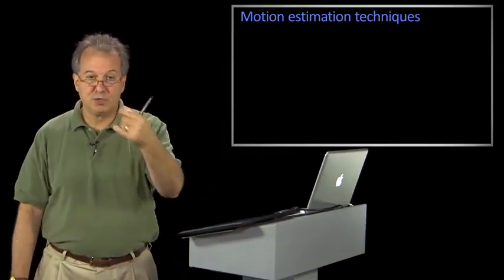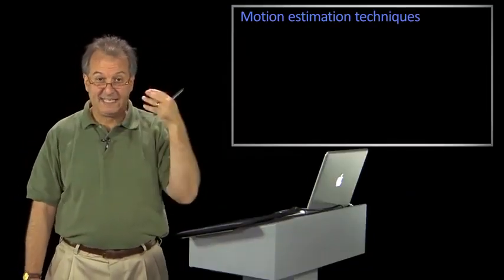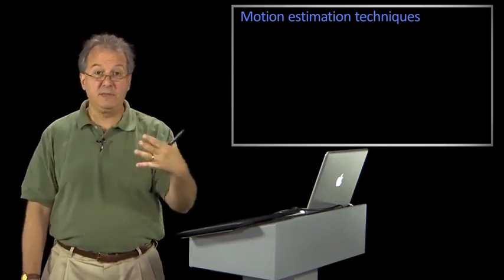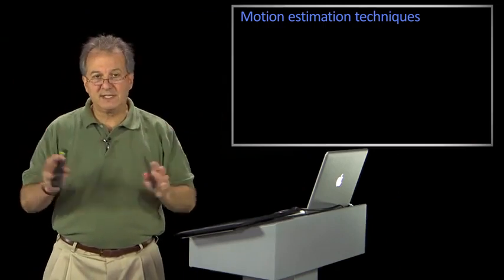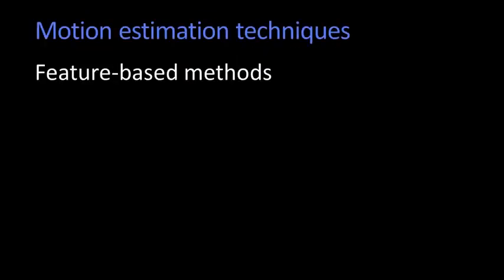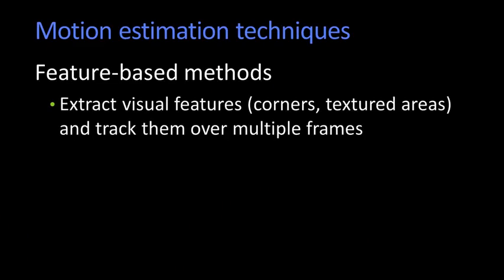So for the remainder of this lesson, and then the next one, and then the next one, and the next one too, we're going to be talking about motion estimation. Basically, given a sequence, tell me what moved, tell me how it moved. Generally, you can say there are two different approaches to this. The first approach involves feature-based methods. Now, feature-based methods are just what you might think. Extract some visual features like corners, textured areas.